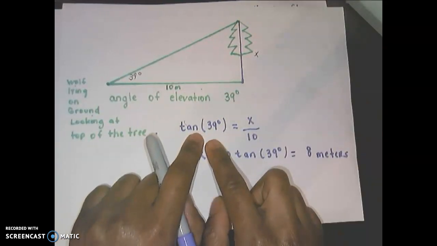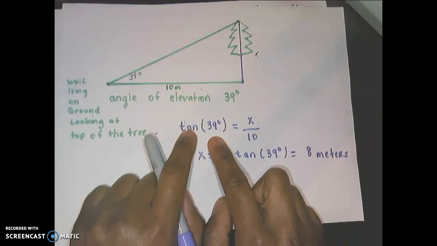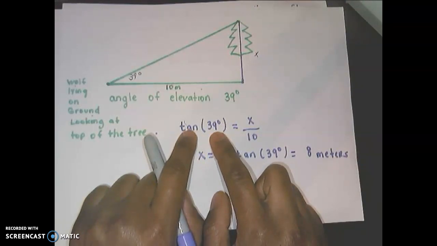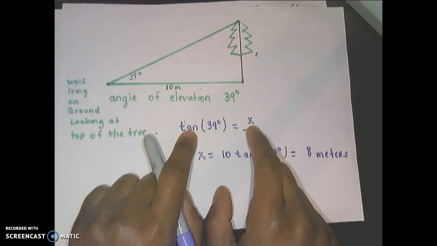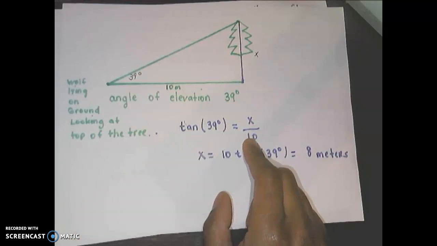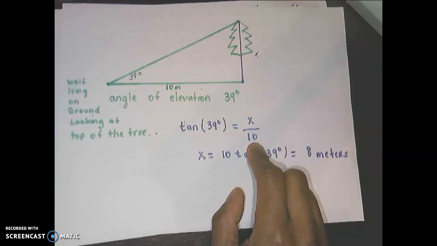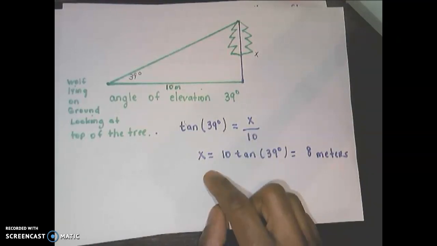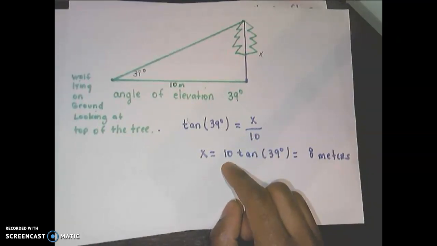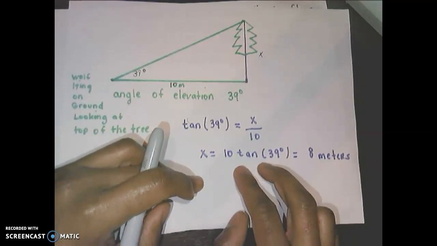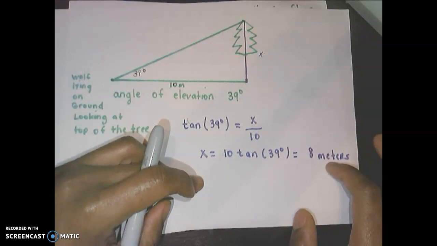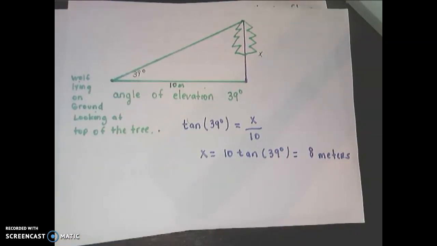So I know I have to use tangent. We can go ahead and set up our proportion. We have the tangent of 39, which is the angle that is given, equal to the opposite side, which is x, the unknown, over 10, the side that we do know. We can multiply both sides by 10, so x is equal to 10 times the tangent of 39. Once you plug that into your calculator, you're going to get 8 meters.